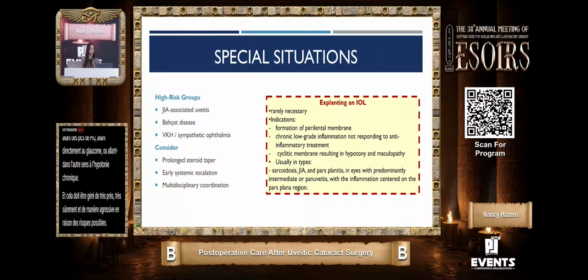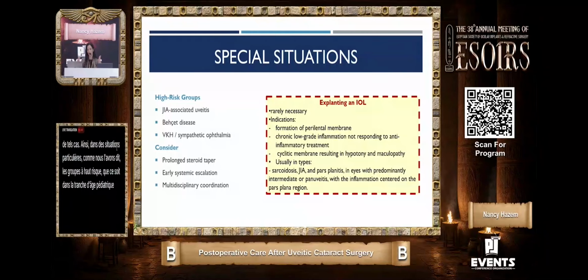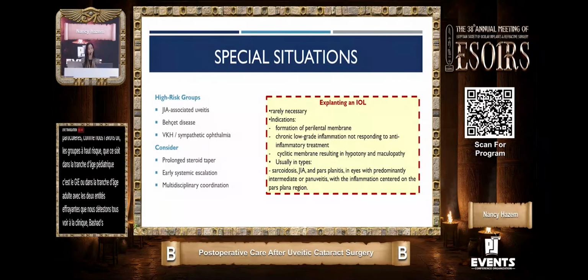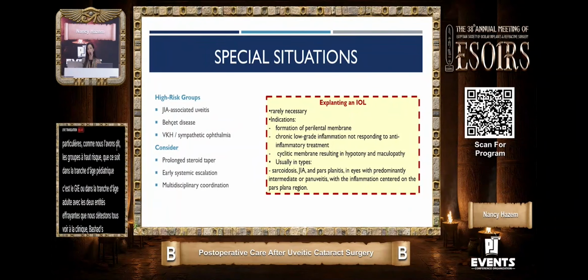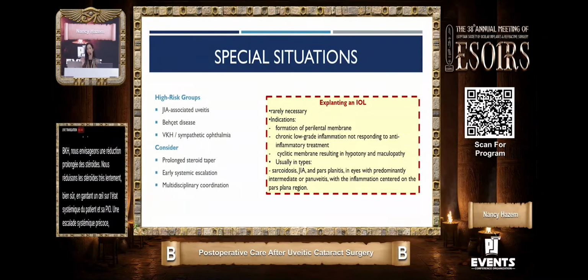So in special situations, as we said, the high-risk groups, whether in the pediatric age group, that's JIA, or in the adult age group with the two scary entities that we all hate seeing in the clinic, Behçet's and VKH, we consider a prolonged steroid taper. We taper the steroids very slowly, of course, keeping an eye on the patient's systemic condition and his IOP, with early systemic escalation of immunomodulatory therapy if needed, and a multidisciplinary approach between yourself and the rheumatologist, because teamwork is essential in these cases.